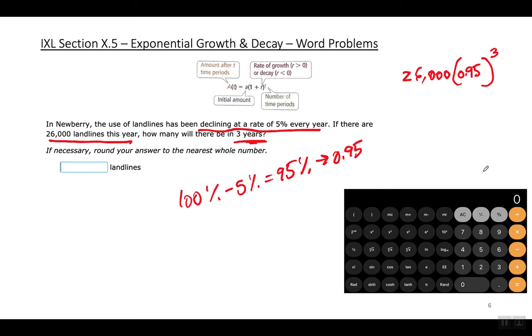And the answer you should get, round your answer to the nearest whole number, would be 22,292. Should be your answer.